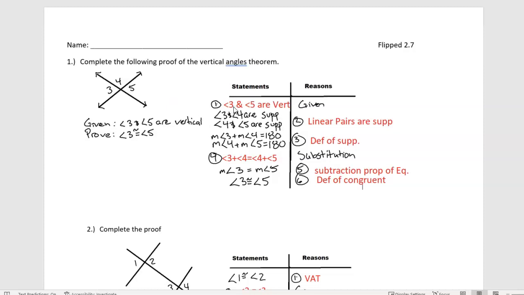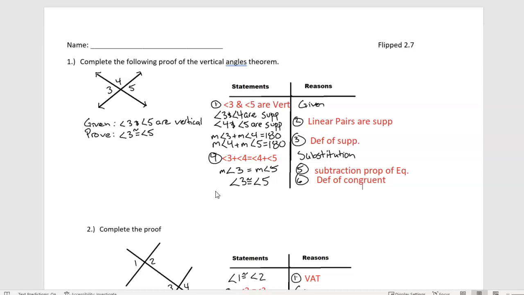So first off, number one is angle 3 and angle 5 are going to be vertical angles. That's the given that you're going to put down. Next, we look at 3 and 4 and we look at 4 and 5, and they're both supplementary. And the reason why is because linear pairs are supplementary. Two angles that come together to make a line must be supplementary.